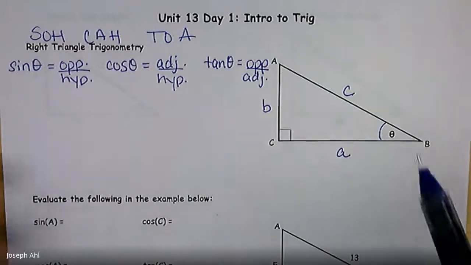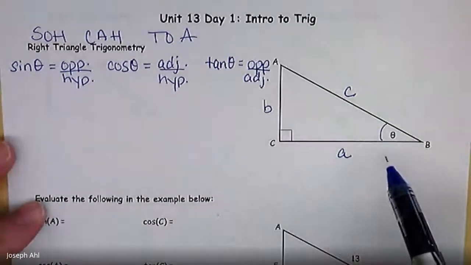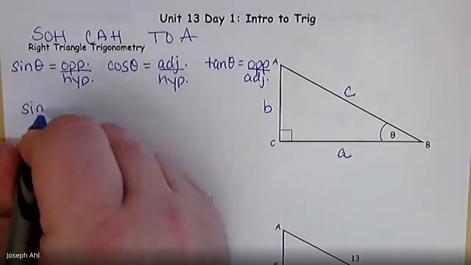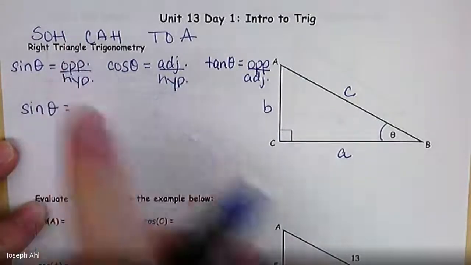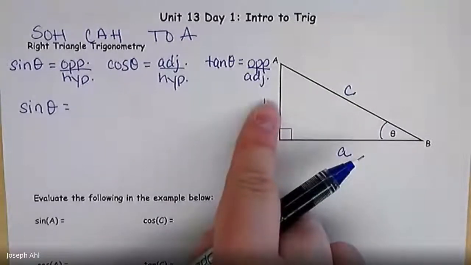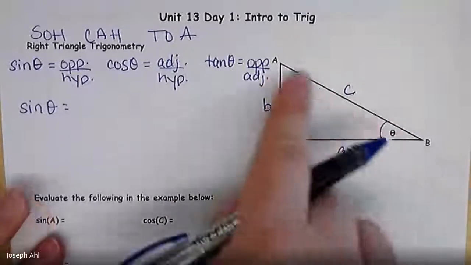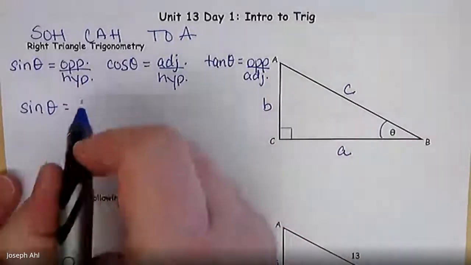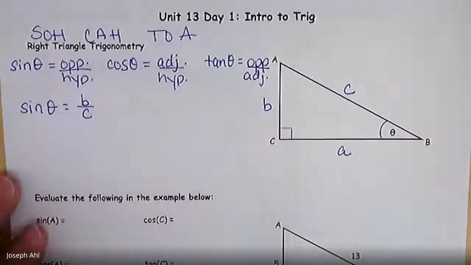Now that I have those labeled in general, if I wanted to know what sine of theta is, sine is the ratio opposite over hypotenuse. So opposite angle theta is the side across from it, which is little b. And the hypotenuse, of course, is across from the right angle. So the ratio for sine theta would be b divided by c.